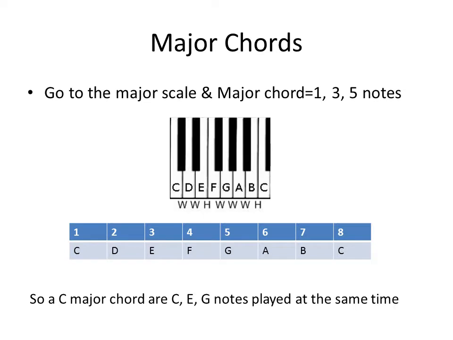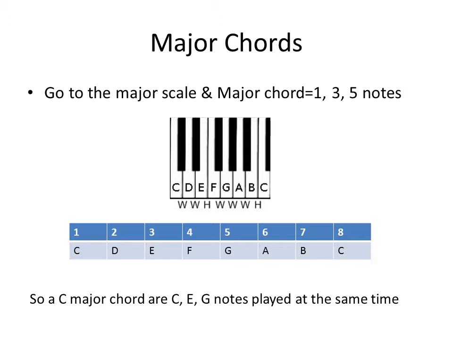Major chords are easy. A chord, by definition, is just playing two or more notes simultaneously. You can have a chord with two notes in it, but major chords and minor chords are chords that have three notes in them. For a major chord, you just go to the major scale of the chord you want, and you play notes 1, 3, and 5. That's a major chord. So like for C major, that's the easiest key.